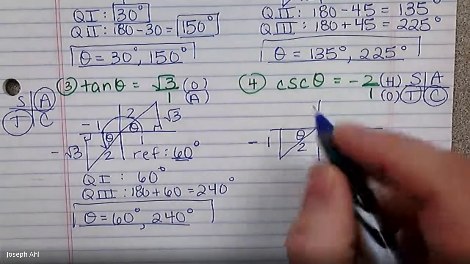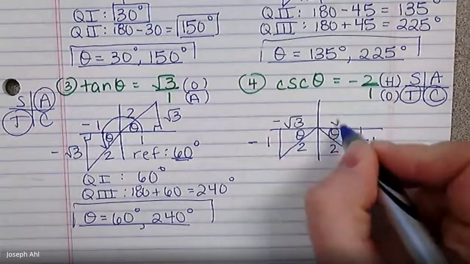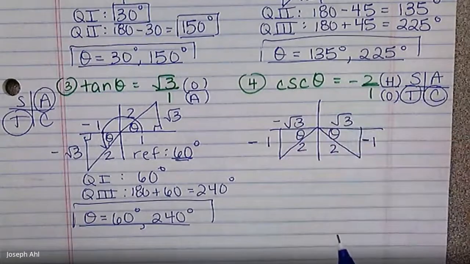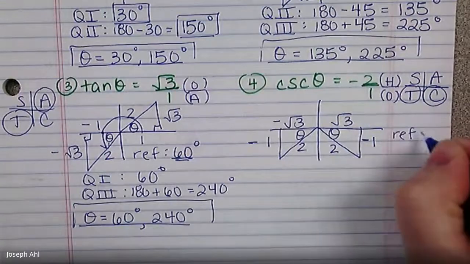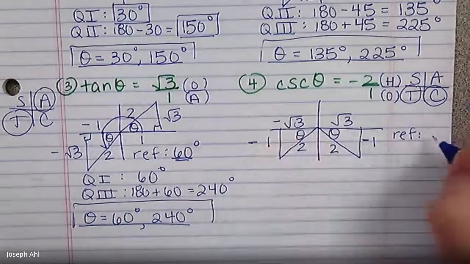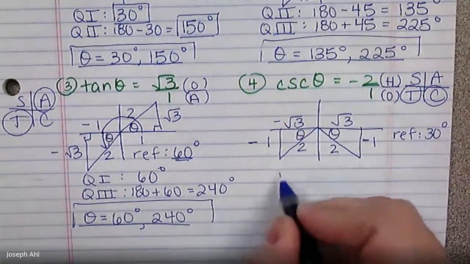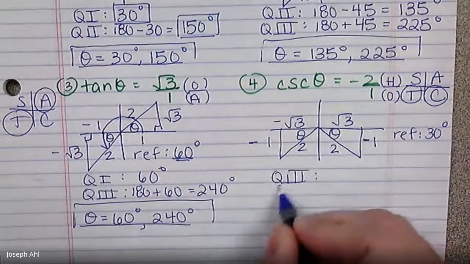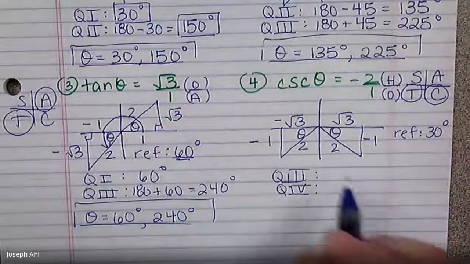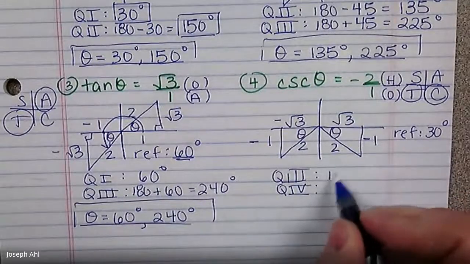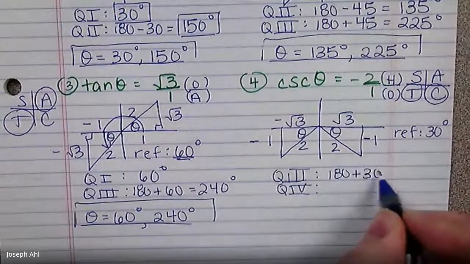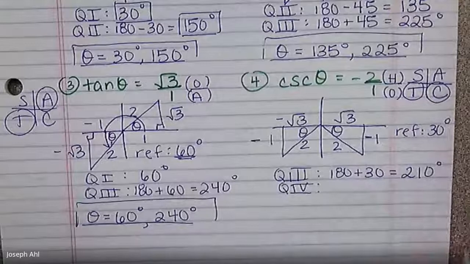Okay, we've seen this triangle once or twice. If it's 1 and 2, then the missing side's radical 3. So we can fill in those other missing legs. And we also know in this case that the reference angle is across from a 1, that's 30 degrees. All right, we have to apply that to quadrant 3 and then quadrant 4. So in quadrant 3, we're going to take 180 and add the 30 because we've done that now a few times. So that's going to be 210.